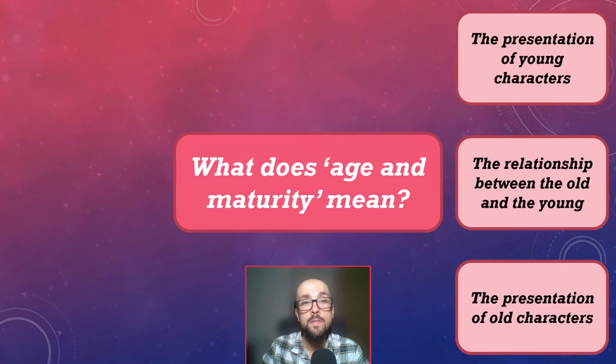Second, this theme does not just encourage us to think about generational differences, because it invites us to think about the relationship between these two groups of characters. In other words, how do the older characters view, speak about, and treat the younger characters, and vice versa? Are these relationships typical for Shakespeare's time, or do they likewise challenge expectations?